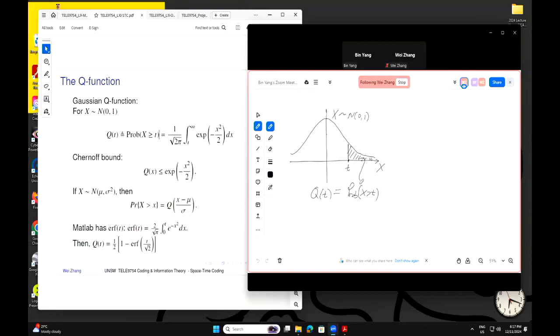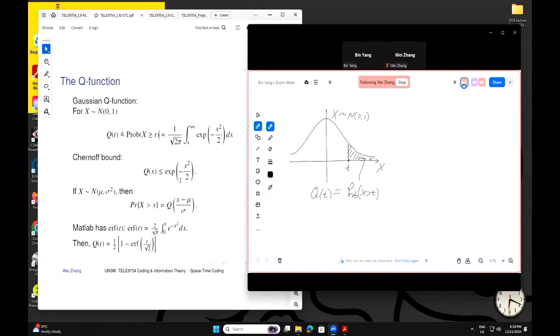For this Q(t) function, there is the so-called Chernoff bound. We don't need to prove it. That Chernoff bound is a kind of inequality: Q(t) is smaller than exponential of negative half t squared. So that is just an inequality. You can just keep it in mind because later we are going to use this as a property. We don't need to prove this so far. The mathematics, you can try, but we don't need to prove it.